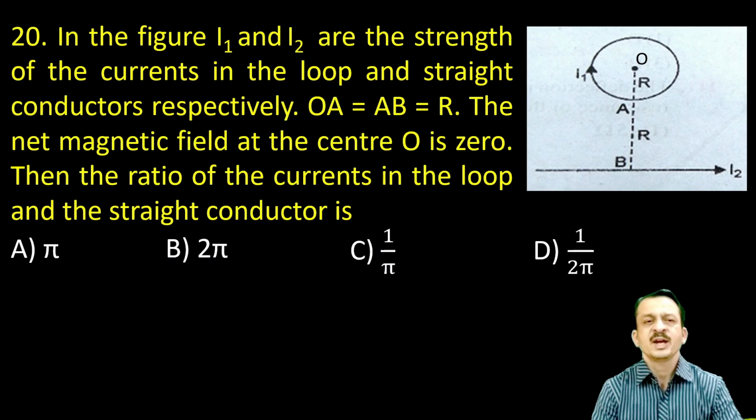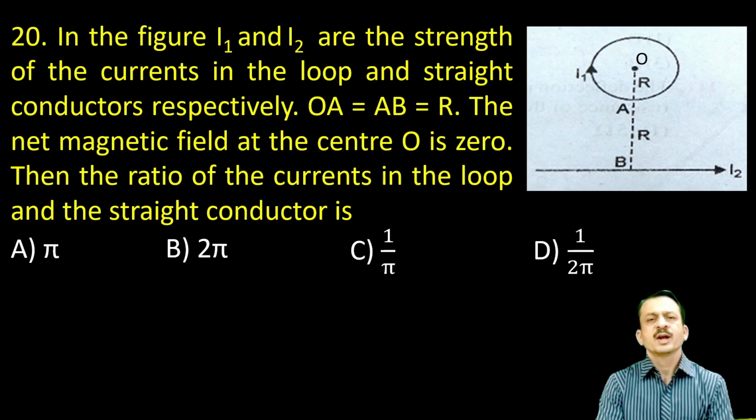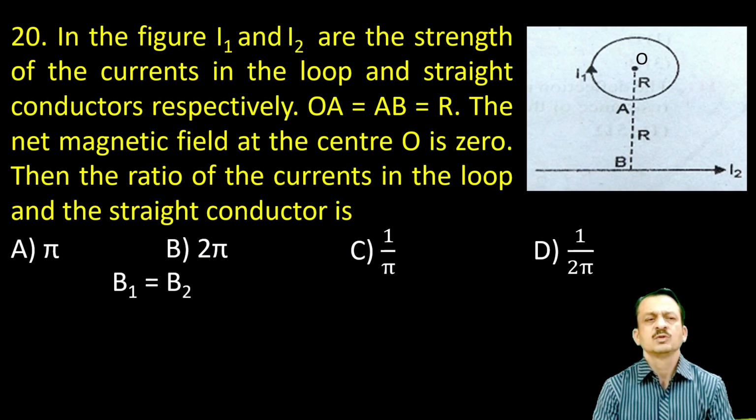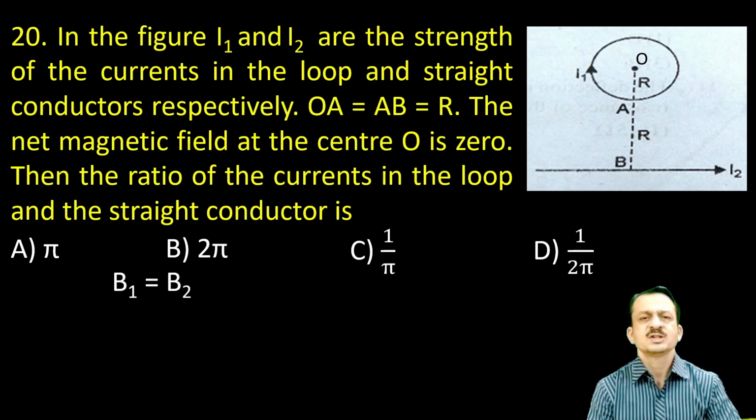If I take the magnetic field due to the circular loop as B1, and the magnetic field due to the straight conductor as B2, they should be equal. Now, in the circular loop, the magnetic field is given by the simple formula mu naught I divided by 2R. In the straight conductor, the magnetic field is given by mu naught I divided by 2 pi R. Those two fields are equal. Now we will use that relation, B1 is equal to B2.